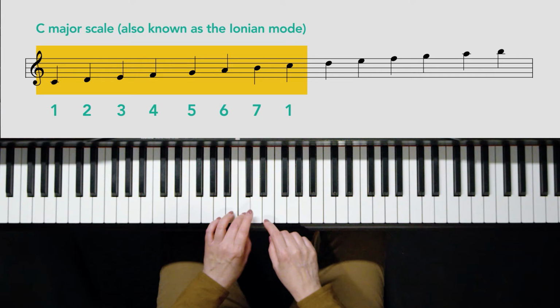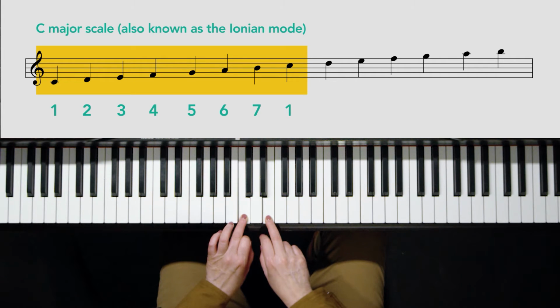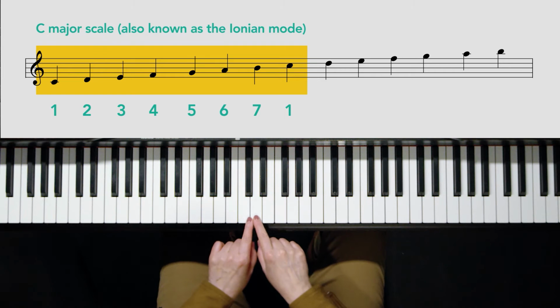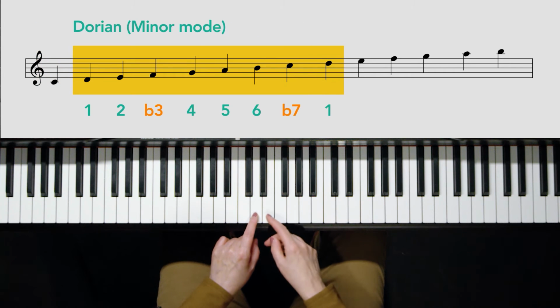Now the difference between a major mode and a minor mode is the 3rd degree of the mode. So if we have a major third from the root of the scale, that means that it's a major mode, like Ionian has a major third. Then if we begin on a D for Dorian, it's a minor mode because the 3rd degree is a flat 3.